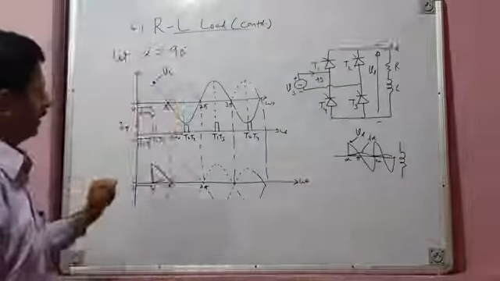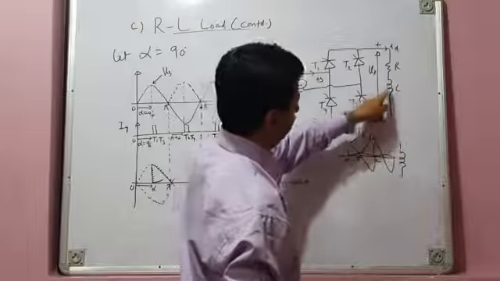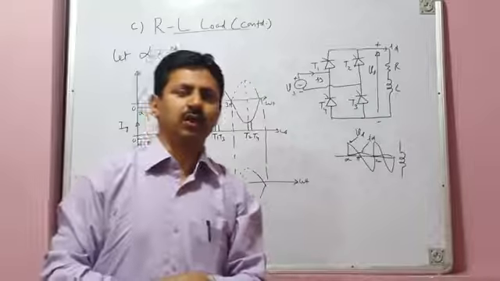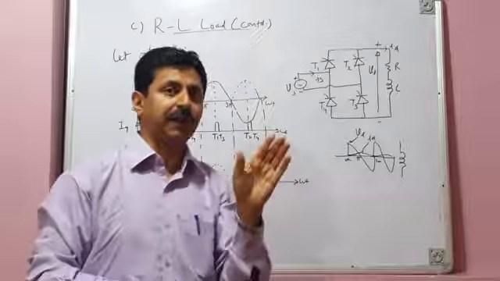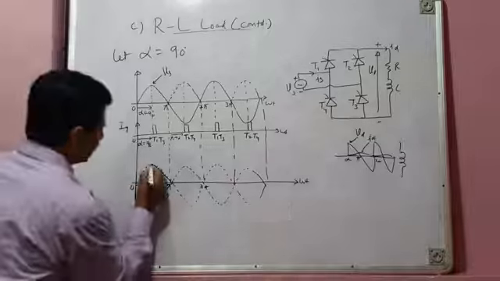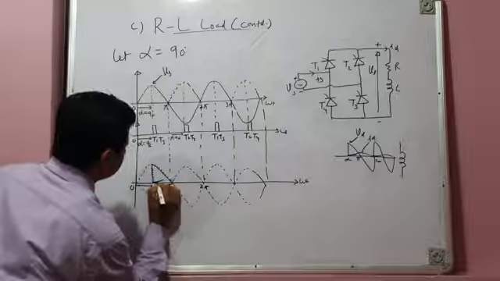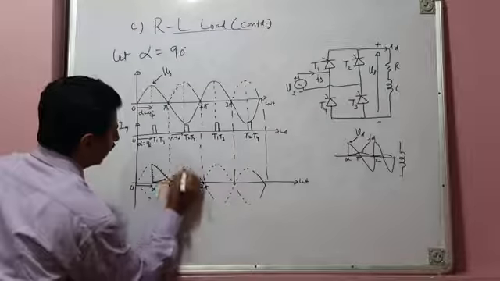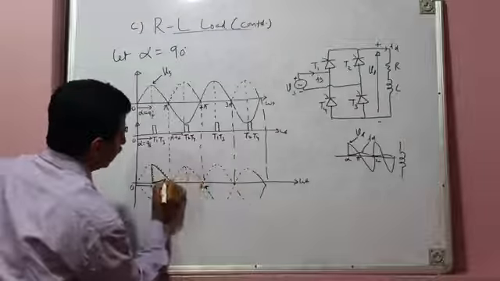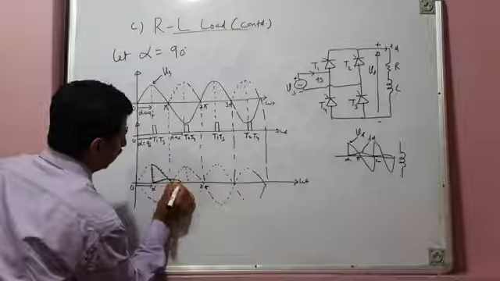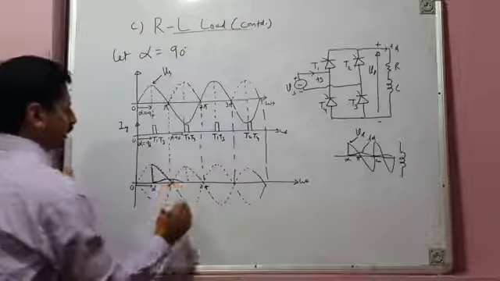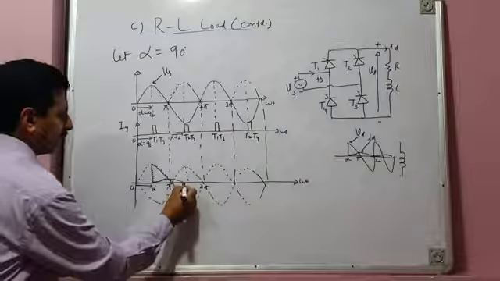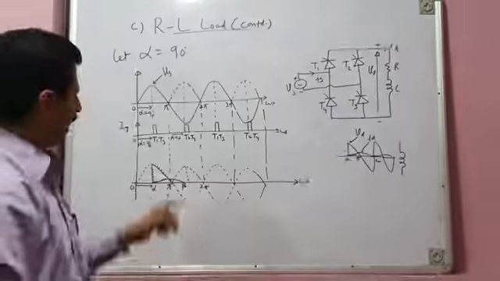But that is not the case here. I don't have purely inductive load. I have a combination of R and L. And we already know for RL load, when current rises, it reaches peak value between pi by 2 and pi. So this is pi by 2 and this is pi. So current will reach its peak value, say somewhere here, between pi by 2 and pi. And then it will start falling. And when it starts falling, it becomes 0 at an angle beta, which is called extinction angle. At beta it will become 0.